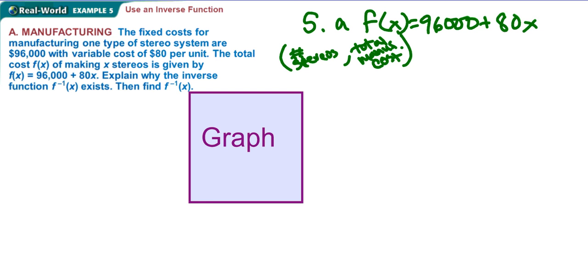So does this pass the horizontal line test? 96,000 plus 80x. Yes. And so, you could graph it. I think you know that. And so does the inverse exist? Yes, it has an inverse. And it says explain why. Because it's linear with a slope of 80. And so it passes the horizontal line test.